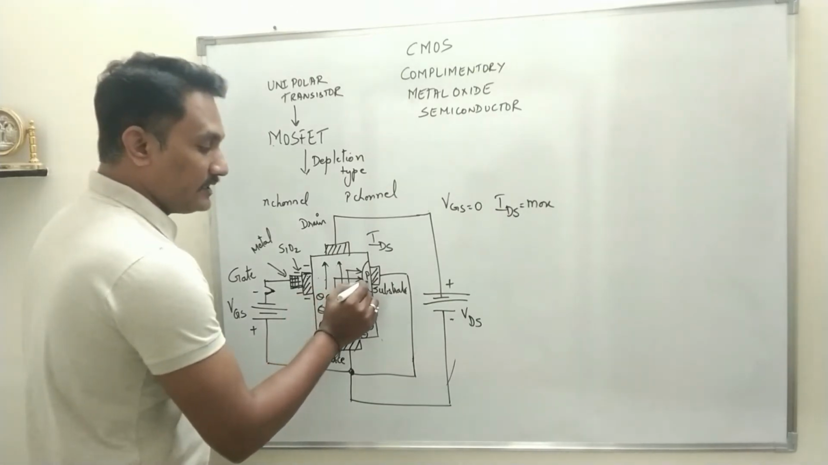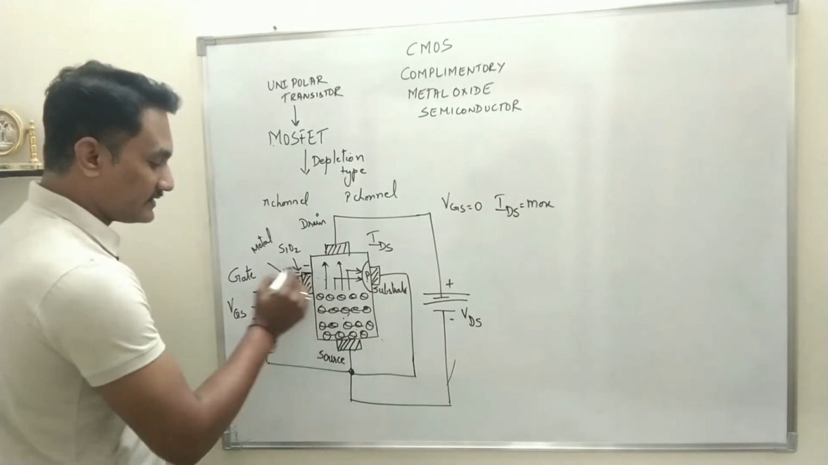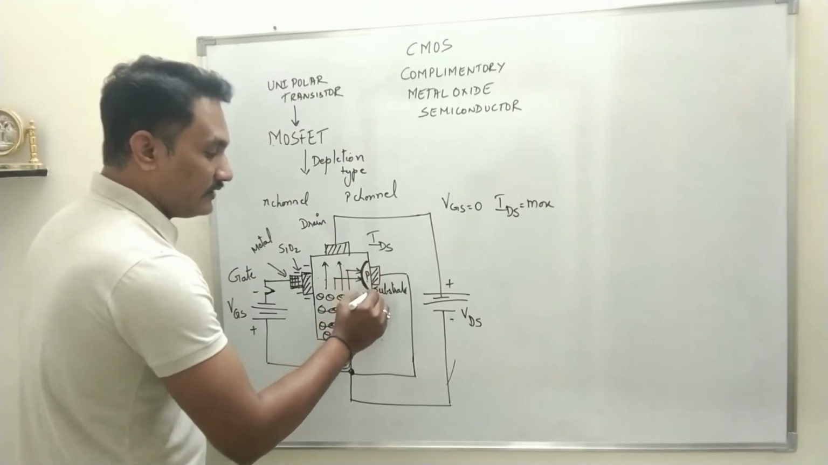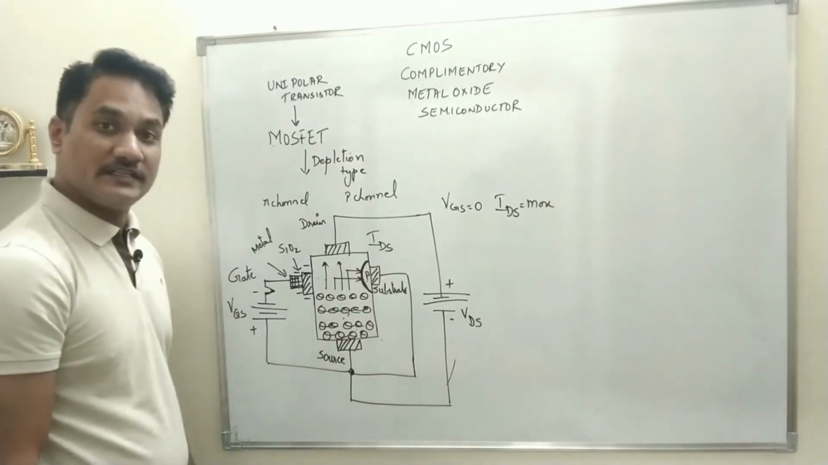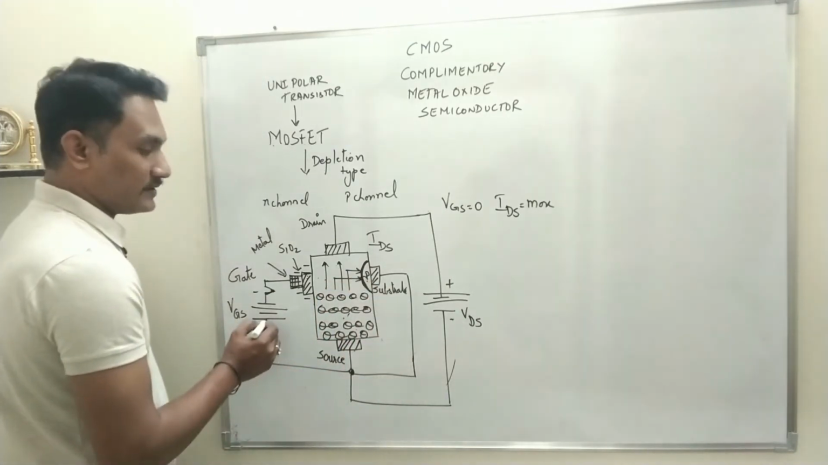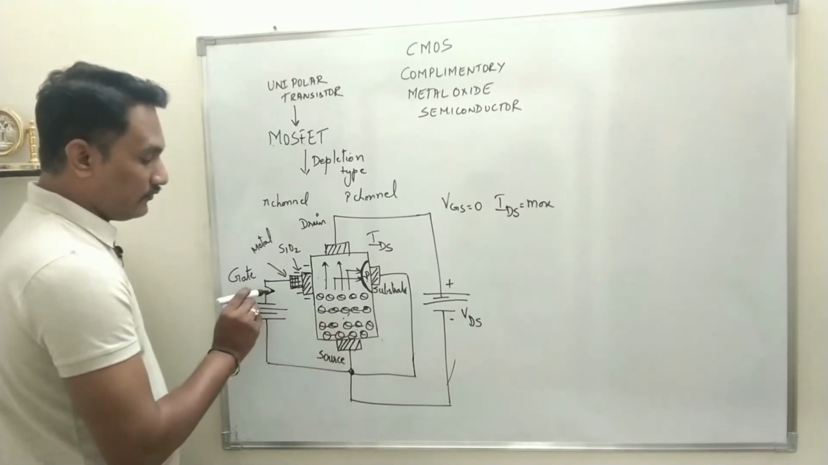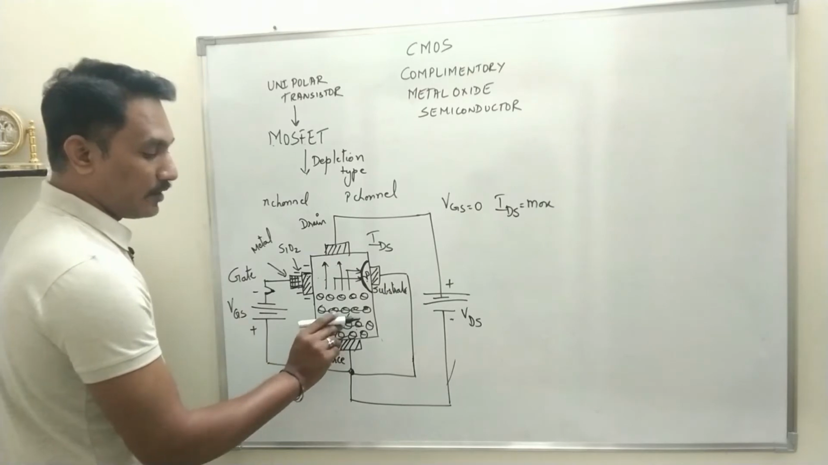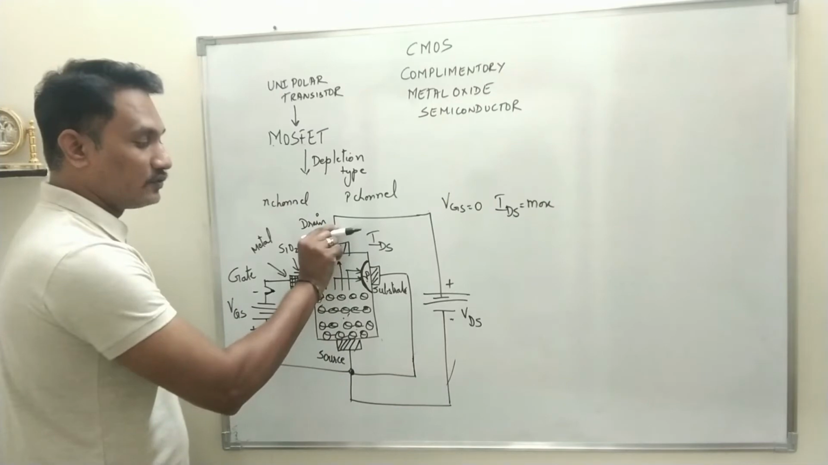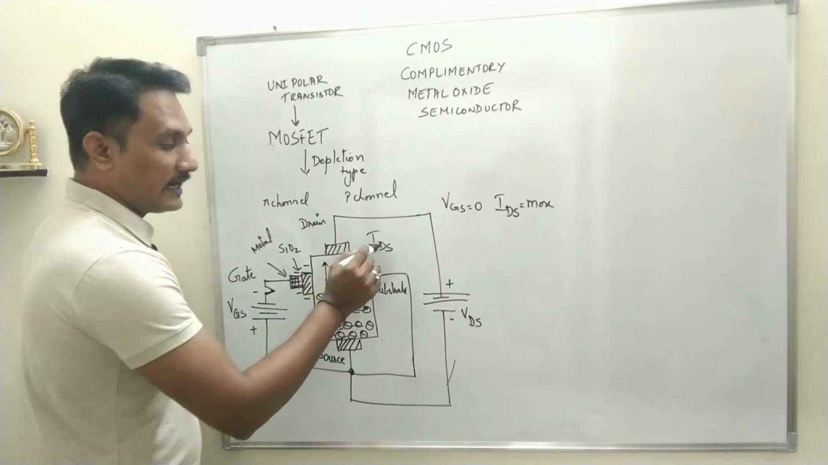Now this PN junction, P is connected to positive, N is connected to negative. That means this PN junction is forward biased, and you know, in forward bias the resistance of the junction will be very small. That means electrons will enter into the P region and get attracted by the positive terminal. Before switching on, all the electrons were moving to the drain, but now few electrons are moving towards drain, few electrons are moving towards the substrate. So that means IDS decreases.